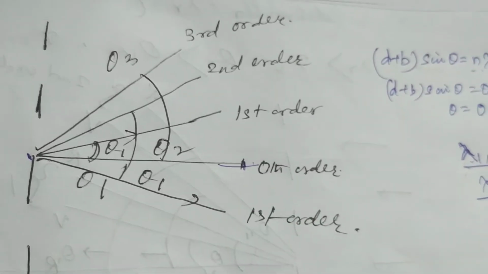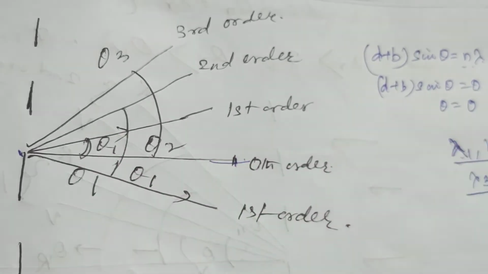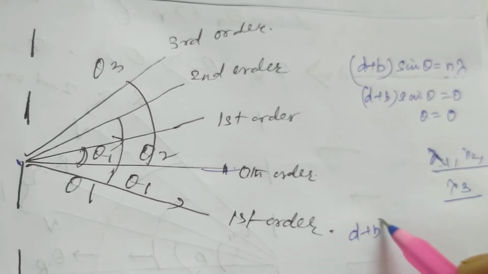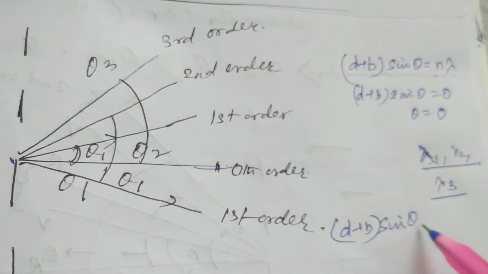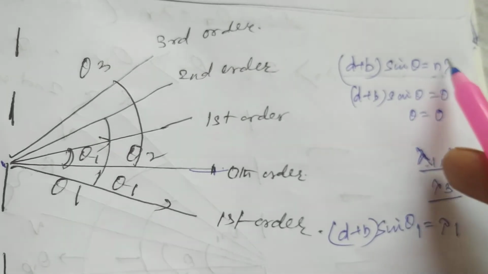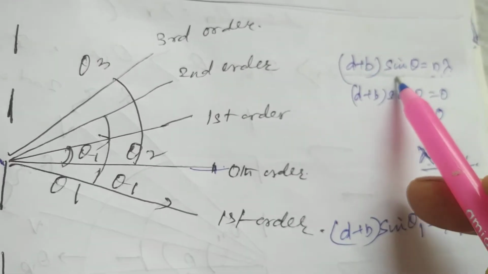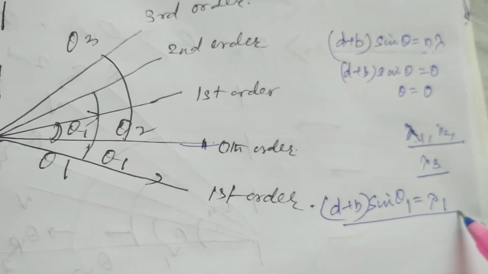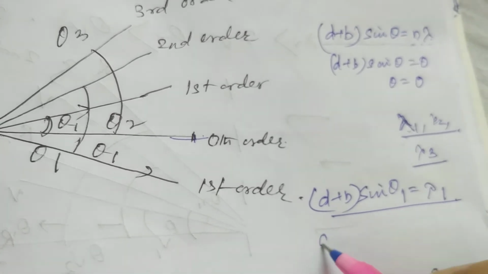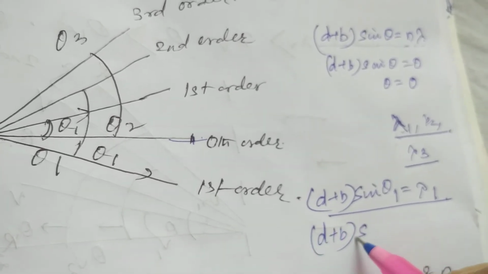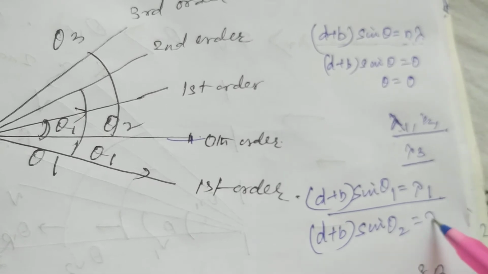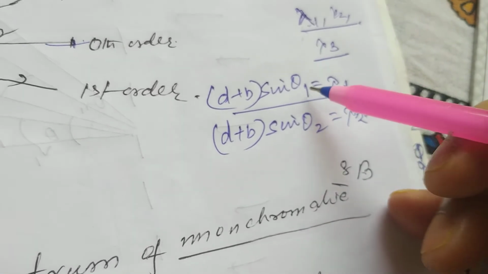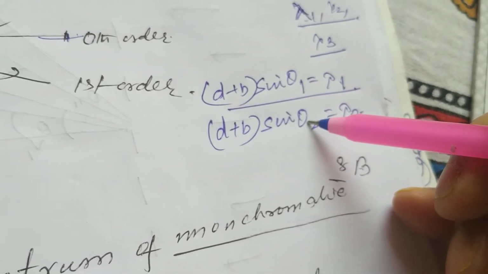Now say first order maxima for lambda 1. The formula will look like (d plus b) sin theta 1 is equal to lambda 1, n being 1. And for the first order maxima for lambda 2, (d plus b) sin theta 2 is equal to lambda 2. Since lambda 1 is not equal to lambda 2, theta 1 will not be equal to theta 2.